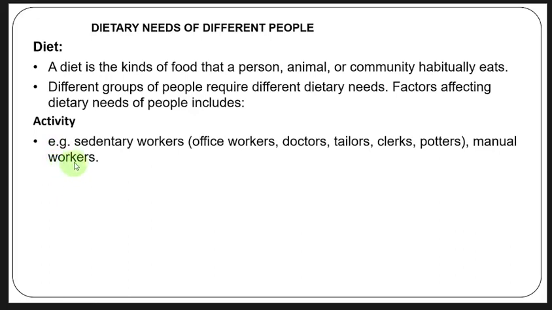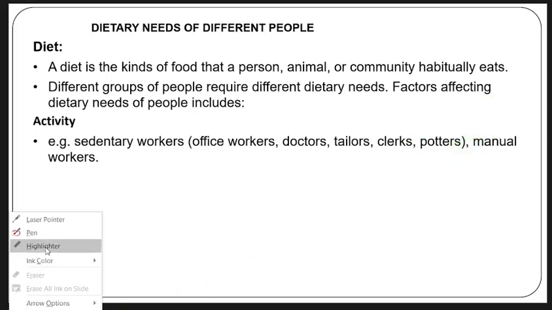For example, let's say we have sedentary workers. What are sedentary workers? We call them office workers, such as doctors, tailors, clerks, porters. These do not actually use much energy when they're doing their work. All right. So manual workers. No, this was an error. They're not supposed to be manual workers.